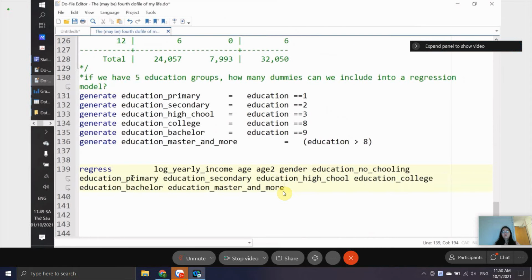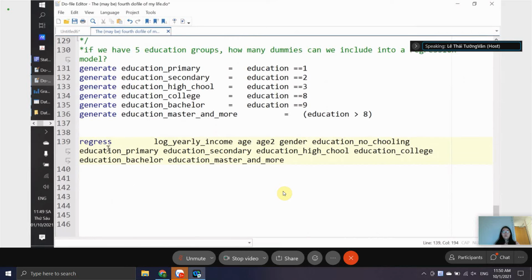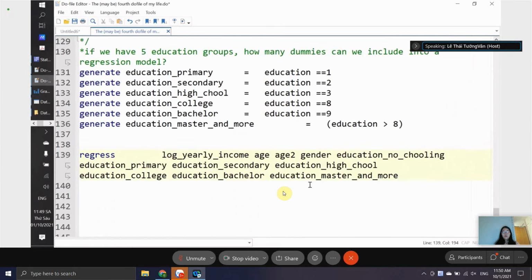Yeah, fair enough. Now, what happens if I run this regression? It will not make sense because the dummy here is either 1 or 0.